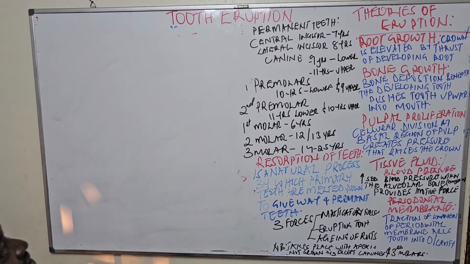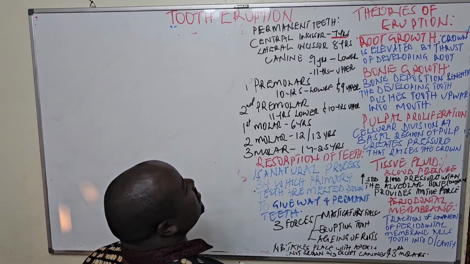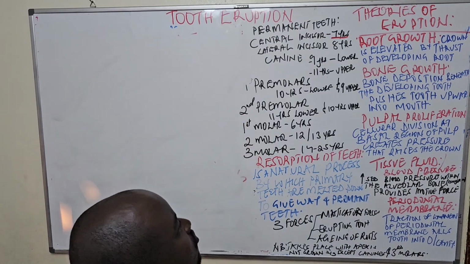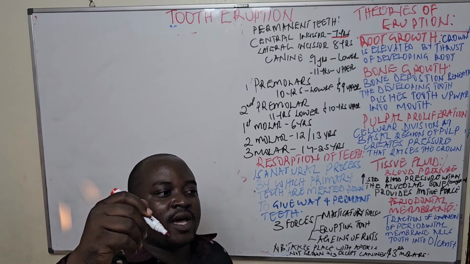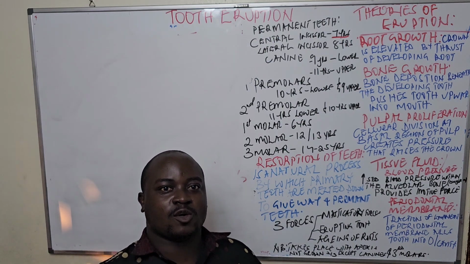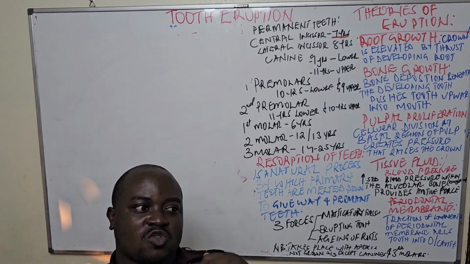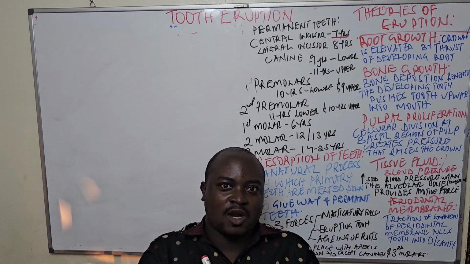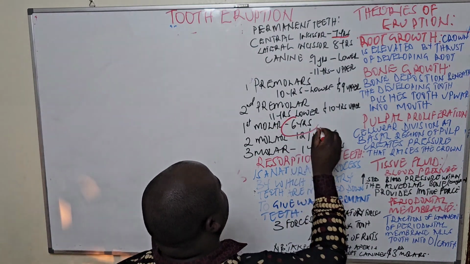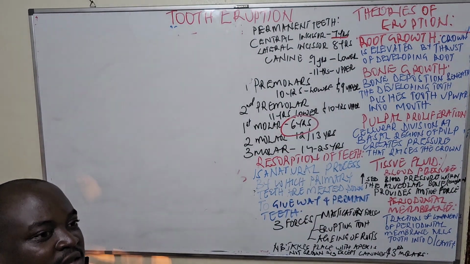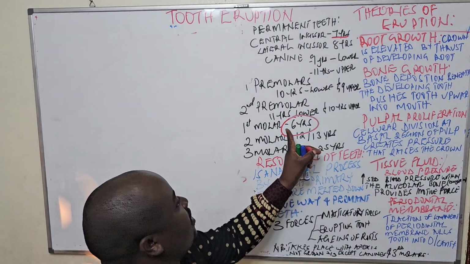When we come to permanent teeth, we shall have the central incisor at 7 months. But what is the first permanent tooth to come? The first permanent tooth to appear in the oral cavity, or to erupt. Remember, we talked about eruption as the movement of a tooth from its position where it is developing in the jaw to its position in the oral cavity. The first one to appear is going to be the first molar. And always in your questions, they will be asking you, which of the following appears first? The first molar.